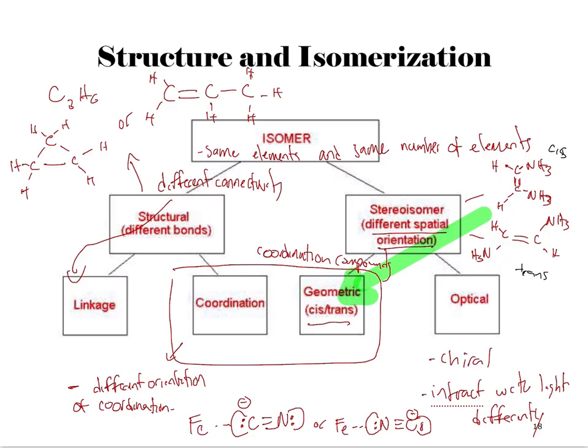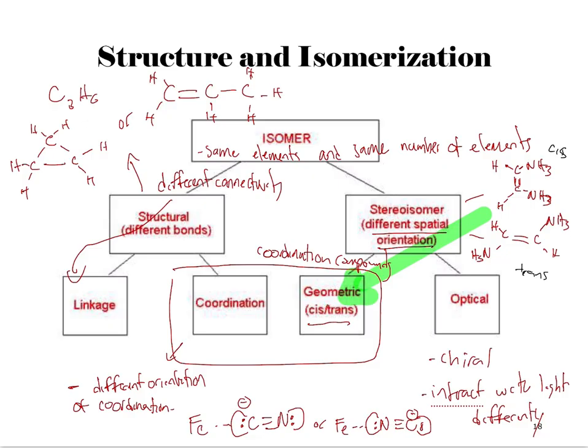So the example we used here was the cyanide ion, right? And you can have the lone pair from the carbon coordinating to the iron, or you can have the lone pair from the nitrogen coordinating to the iron, right? So the orientation of this compound is different than the orientation in this compound. And that's like forming a different type of bond with another atom, right? So the connectivity of this coordination compound is slightly different. Whereas the geometric isomers, right, these have the same connectivity, but the different 3D spatial arrangement.